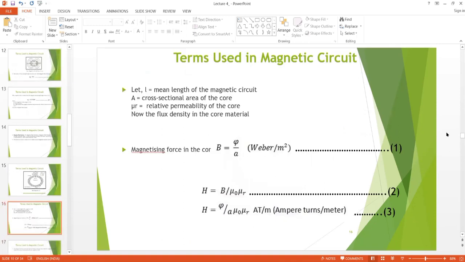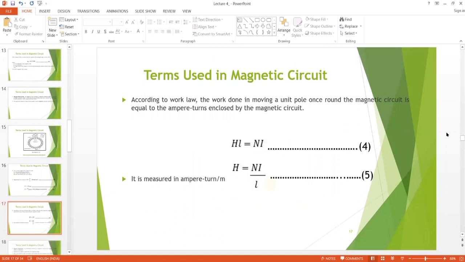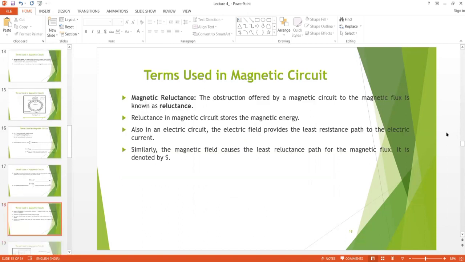In terms of the magnetic circuit, you know the magnetizing force B is equal to phi by A, and H is equal to B upon mu naught mu R, right? So you can easily calculate mu naught mu R. According to Ampere's work law, HL is equal to Ni, we know very well, and H is equal to Ni upon L. This is a very, very important formula that we normally use.